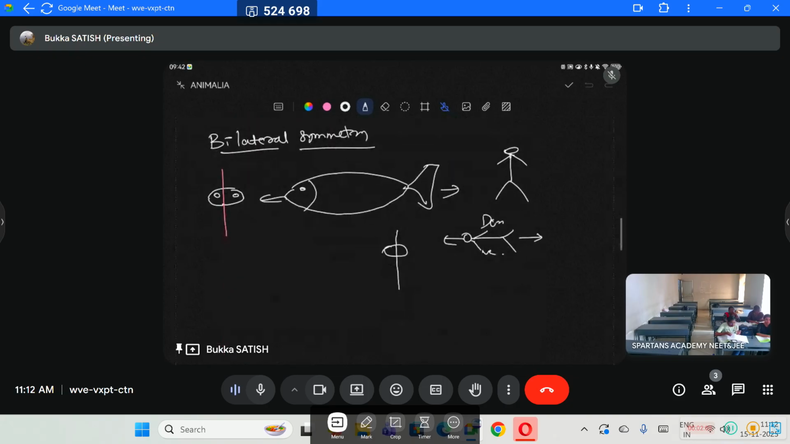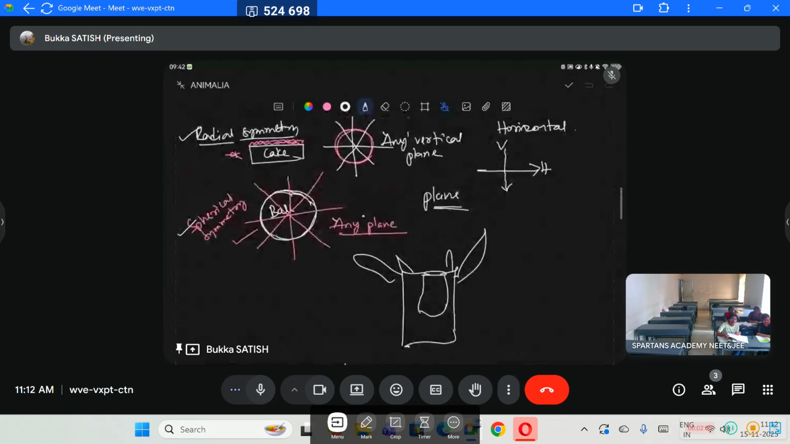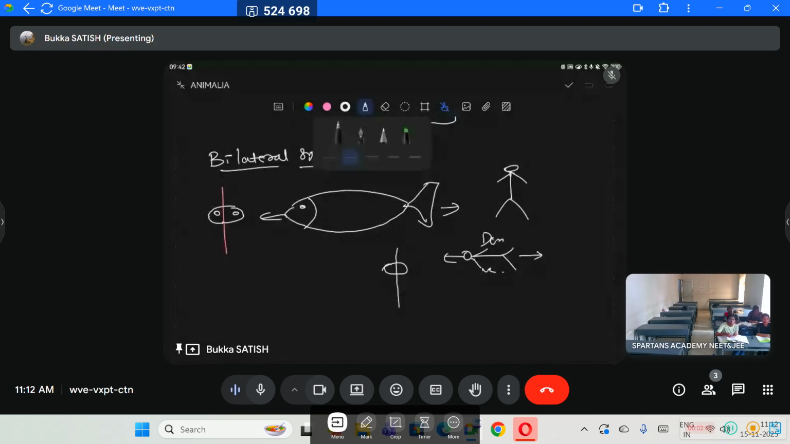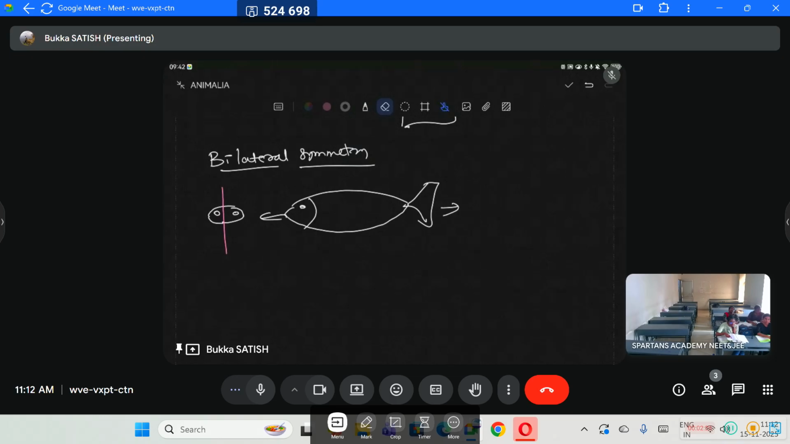Okay. Radial symmetry, spherical symmetry, and bilateral symmetry is what we were discussing, right? Now be clear with the concept. It is not just about knowing what is radial symmetry and what is bilateral symmetry, which you might already have learned, right? That's not the only thing. There is a big concept behind it, and we'll be applying this terminology everywhere. So be clear with these other things also.